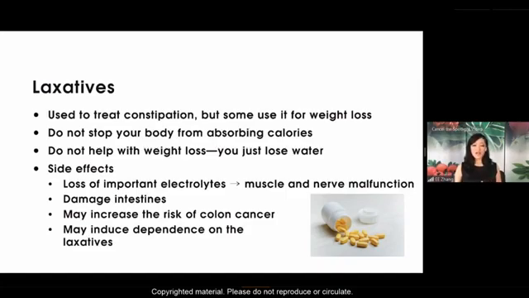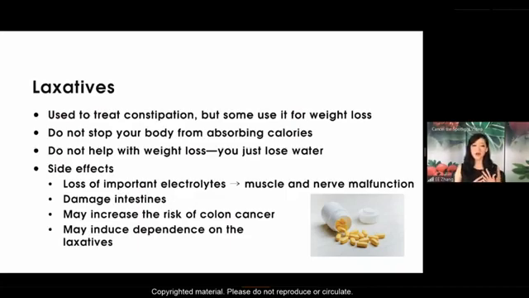So the side effects of laxatives are also not something that we can dismiss. For example, if you take too many laxatives, you lose a lot of water. And with that water, you lose a lot of important electrolytes as well. And electrolytes are needed for your muscles and your nerves to function properly. If you abuse laxatives, there's a chance of it damaging the intestines. It may increase the risk of colon cancer. And if you use it on a regular basis, it may induce dependence on the laxatives, right?